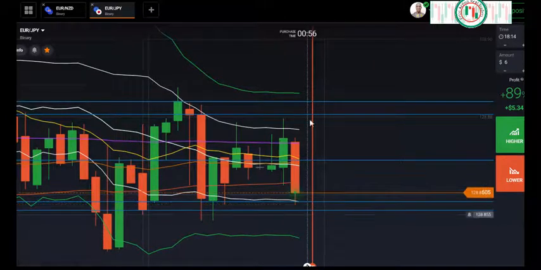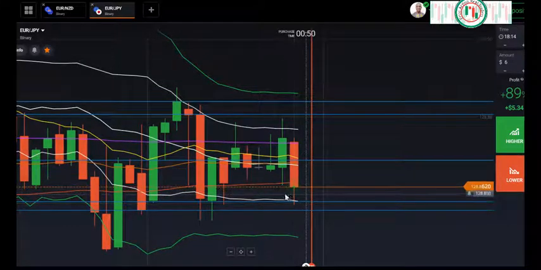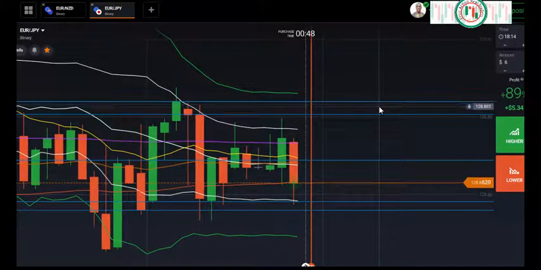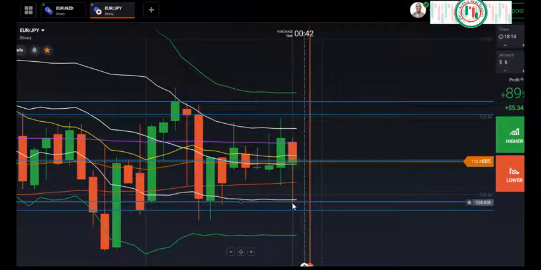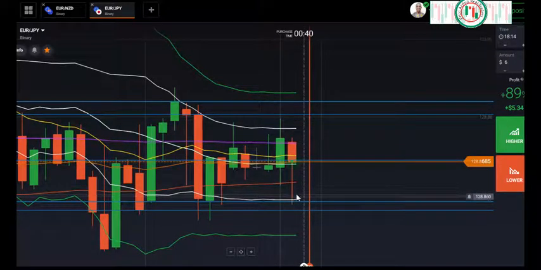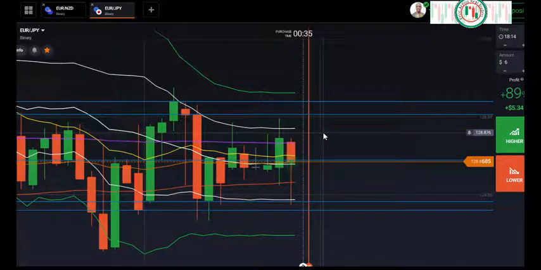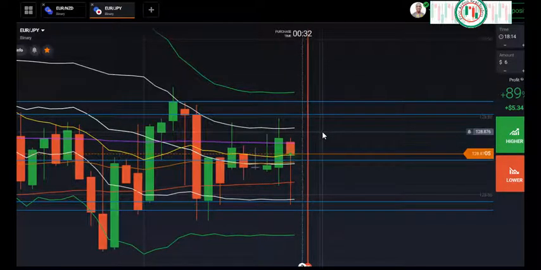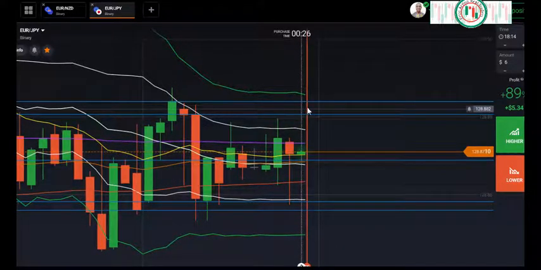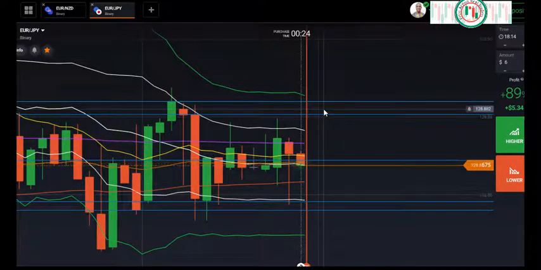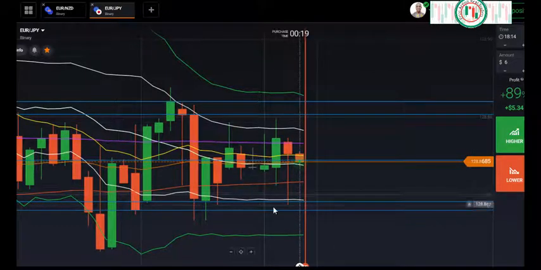Wow, the time has exhausted. The time has finished. I placed my trade, but it didn't execute. So no problem. Let me wait. You see, I would have won if my trade executed from this level. I would have gotten ITM. No problem, I'm still waiting.